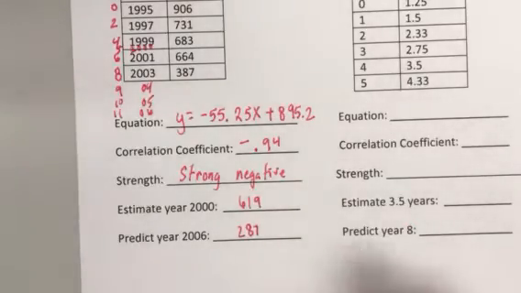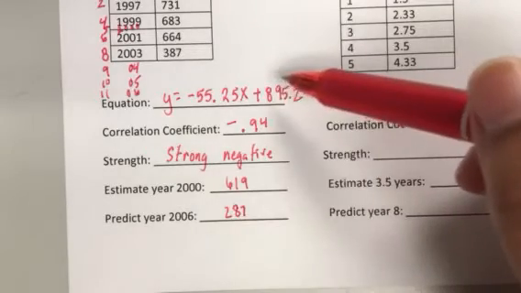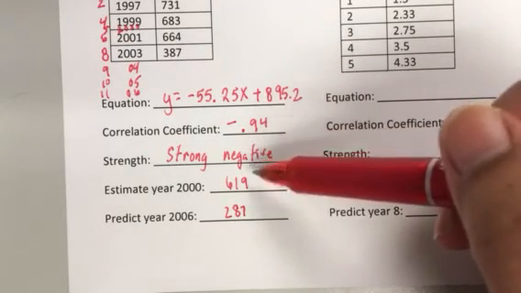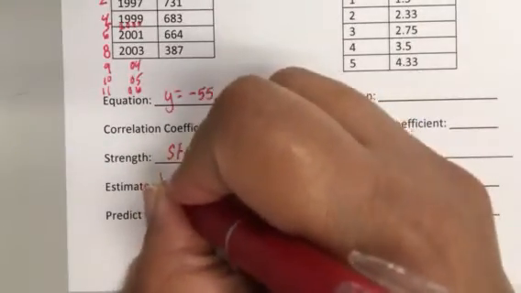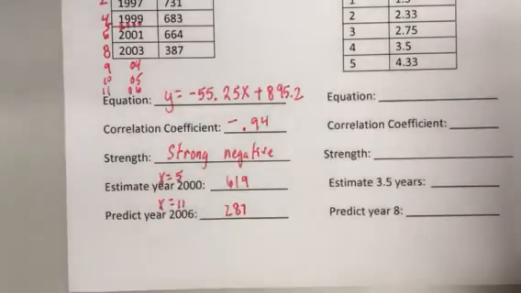Okay, so just to clarify again, put the points in the calculator, got an equation, it's a strong negative, and I just put those years. In this case, this was year 5, and this was year 11. So you are going to do the others on your own.